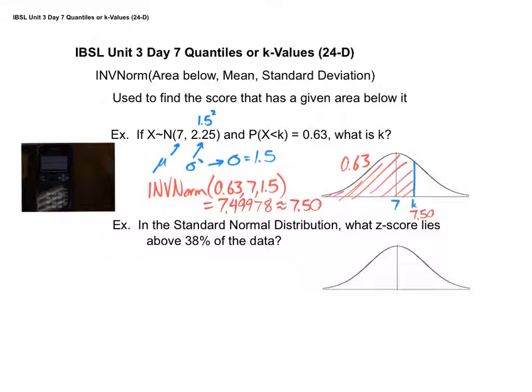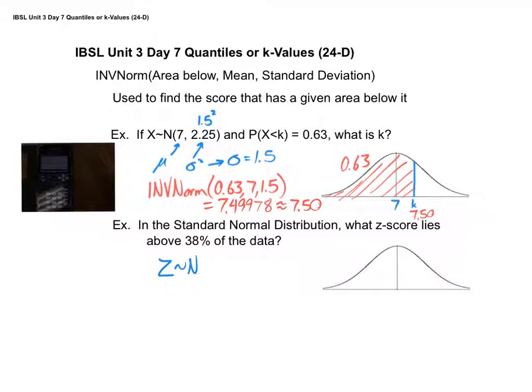Okay, now the wording on these you have to be a little careful about. All right, the second example here: in the standard normal distribution, what z-score lies above 38% of the data? Okay, so first of all here, you have to remember what the standard normal distribution is. Our z-scores are distributed normally, and what's the mean in our standard normal?